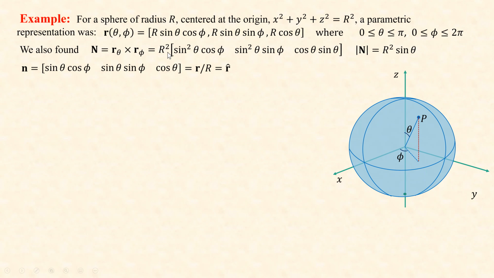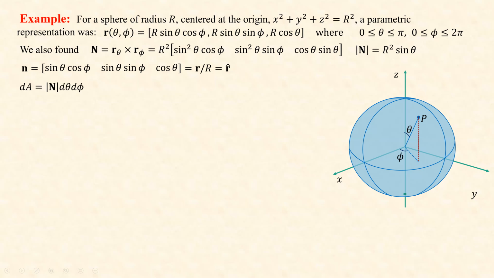Is it R? Yeah, I think this should be R, not R squared. Sorry, it's my mistake. Yeah, these are R, not R squared from before. So if you divide that by R, you get the unit normal vector, which we also call R hat, because the origin is at the center of the sphere here.